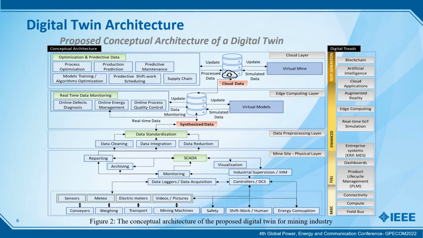Physical layer. Data must first be acquired from physical assets on the open pit mine until it enters the digital twin framework. Layer number 2, the data preprocessing layer. Data preprocessing involves converting raw data into well-formed data sets in order to use data mining methods.